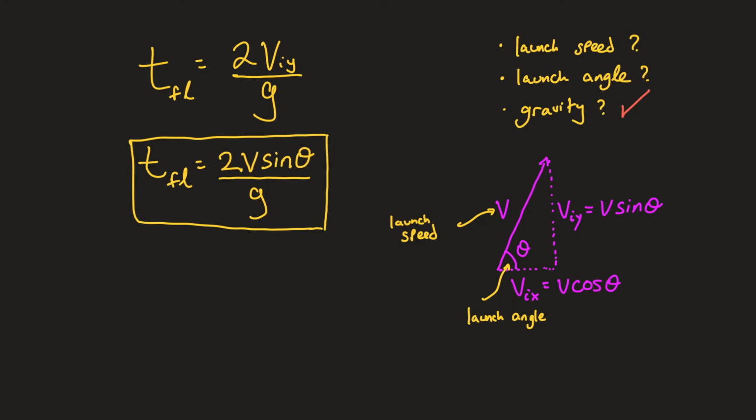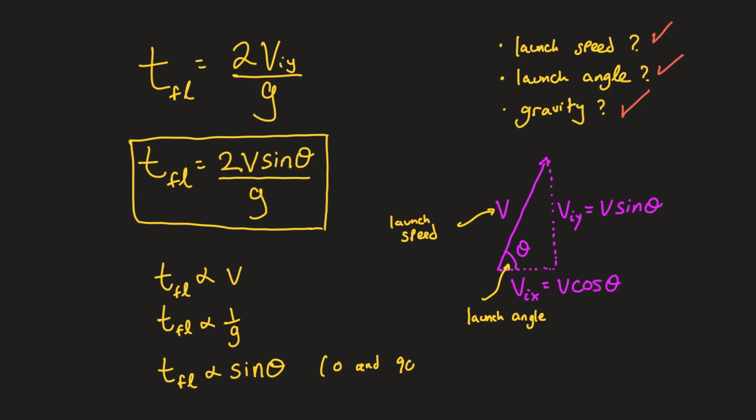We can check these off our list, and we can see that there's a direct proportion with flight time and launch speed. Interesting. We can see again the inverse with gravity. And then finally, we have a proportion with the sine of the angle that we launched this thing at. And we'll just assume angles launched between 0 and 90 degrees. Cool, so we're seeing our first instance of sine or cosine showing up in a formula.